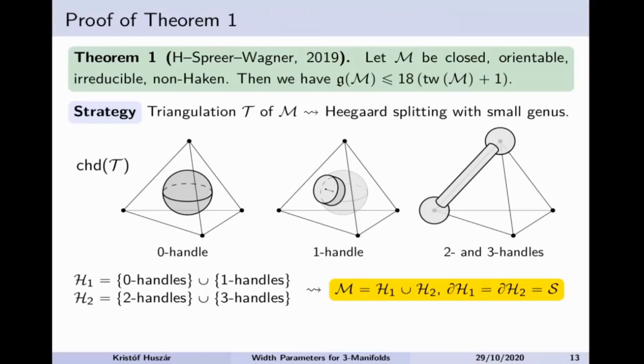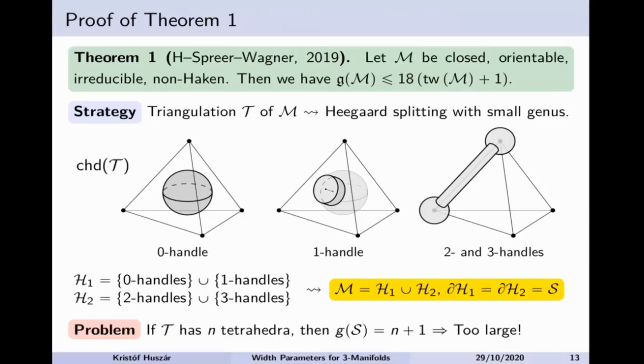There is a tiny small problem with this construction, that if your triangulation has n tetrahedra, then this construction will yield a Heegaard splitting with splitting surface of genus n plus 1. Right, and this is too large. This grows linearly with the number of tetrahedra. Somehow, we need to bring into play the assumption that our three-manifold has some bounded treewidth.